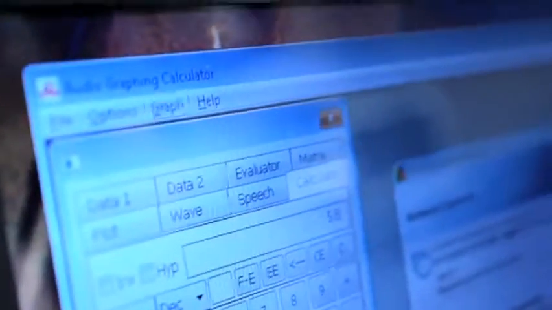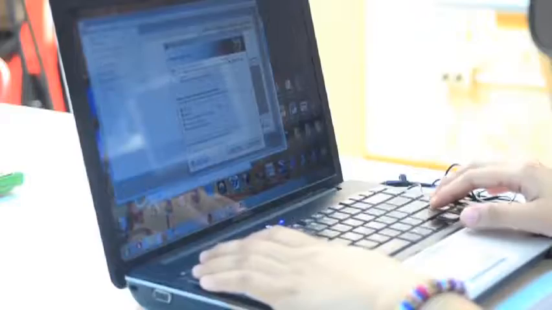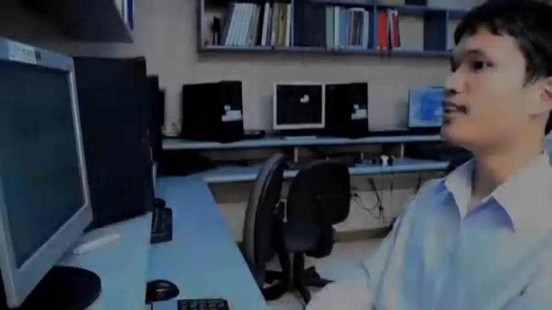This software has a lot of functions. It's like a handheld scientific calculator. You can convert the number into scientific notation. You can do the trigonometric problem, solve equations. It has a self-voicing feature so a student can hear what is on the screen.